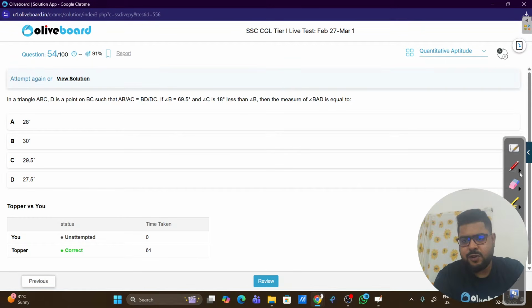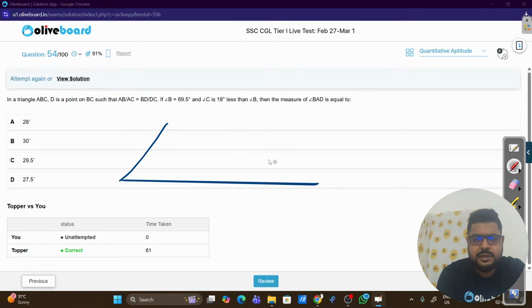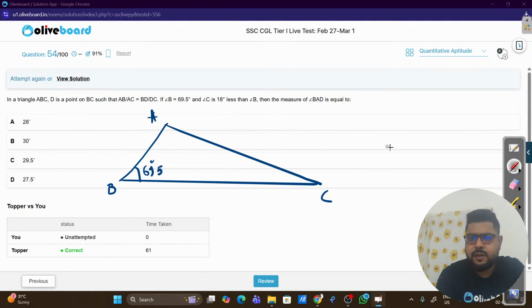Moving on. Fourth one. So they have given you a triangle ABD. Let's make the triangle, ABC. Angle B is 69.5. Angle C is 18 less, meaning 61.5. So angle A will be how much? Angle A will be 69 and 61, meaning 130, right? 131, meaning 49 degrees, this one.